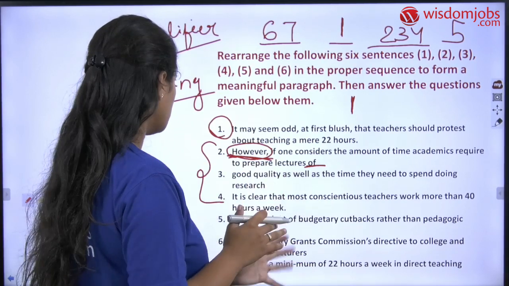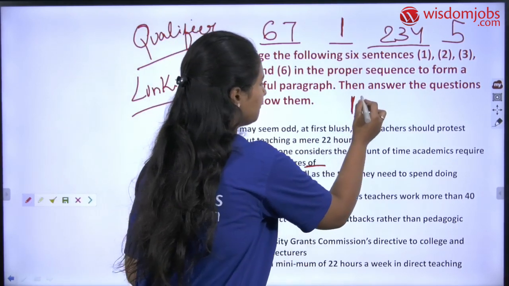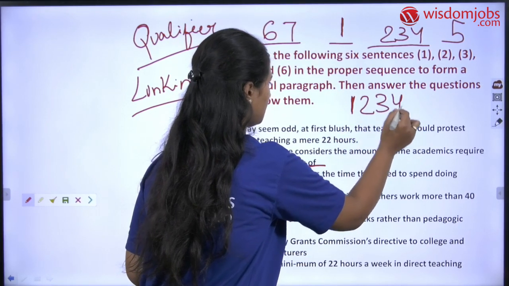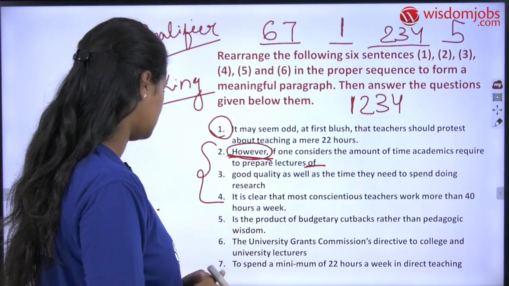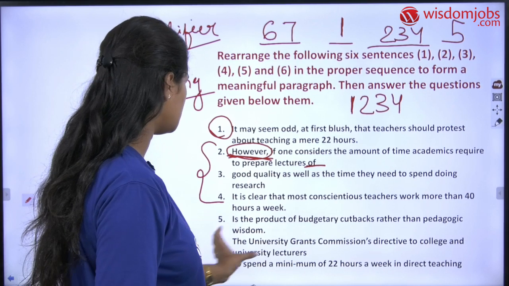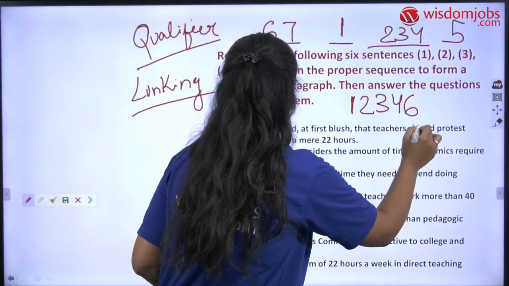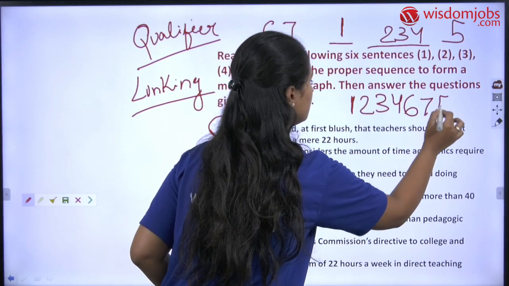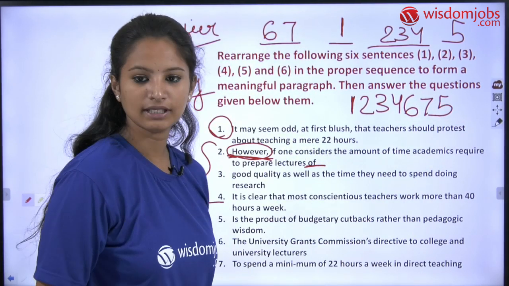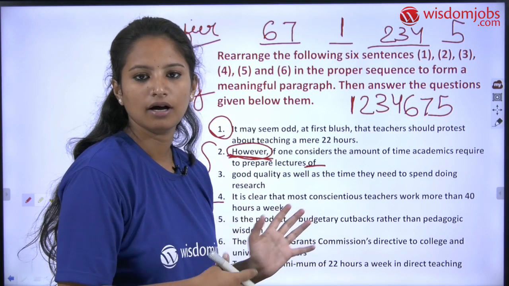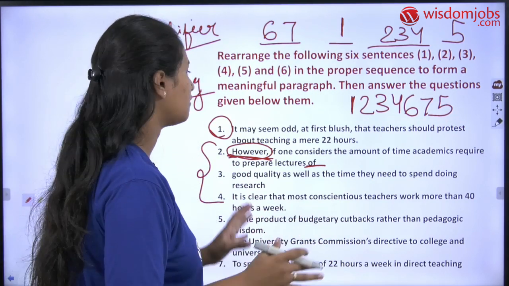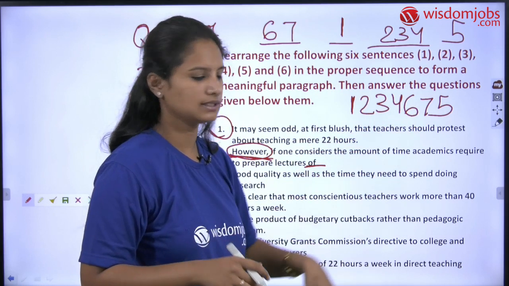Then it follows, however, then 2, 3, 4, then 1, 2, 3, 4, then it comes 6. The University Grants Commission directive to college, 6, then 7, then 5. So this is what your sequence of the paragraph looks like. Now let us read according to this sequence.